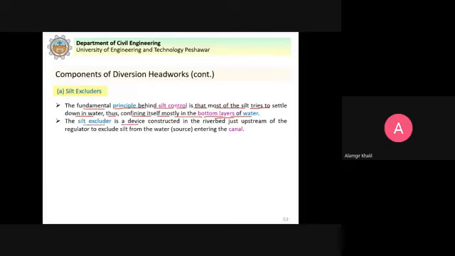The silt excluder is a device constructed in the river bed just upstream of the regulator to exclude silt from water entering the canal. It is so designed that the top and bottom layers of flow are separated with the least possible disturbance, the top sediment-free water being led towards the canal, while the bottom sediment-laden water is discharged downstream of the diversion structure through the undersluices, as you already saw in the video.